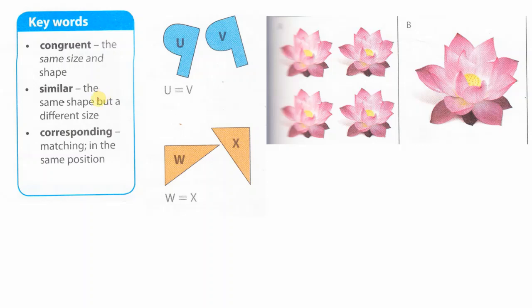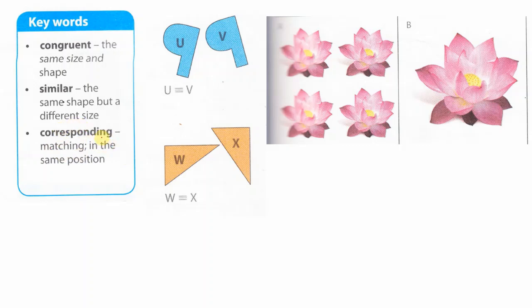Now for similarity, the shape is exactly the same, but it is different sizes. So for example, this flower is a much larger version of the smaller flowers, but it looks exactly the same. It is just much bigger. So the shape is the same, it's just the size that differs.